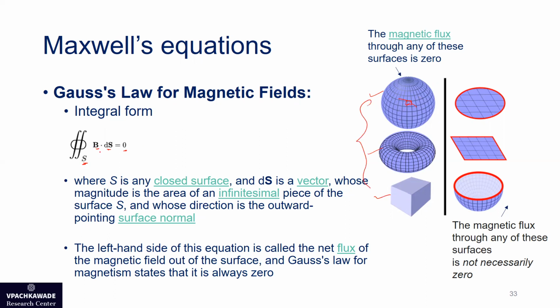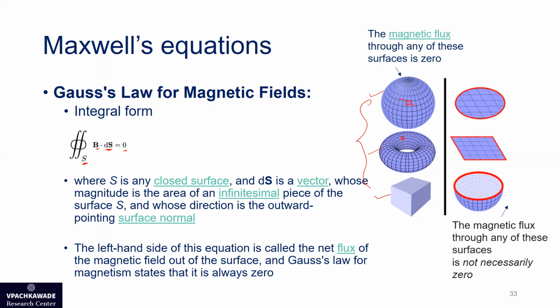So this equation says that S is any closed surface, dS is a vector whose magnitude is a small area that we consider in any of these shapes, an infinitesimal piece of the surface area, and whose direction is outward. So it's out of plane. This PowerPoint I am presenting to you, it's out of plane. And its direction is outward pointing, the surface normal.